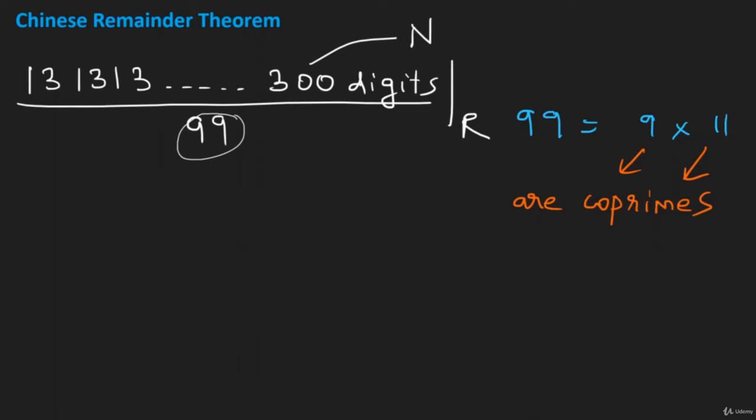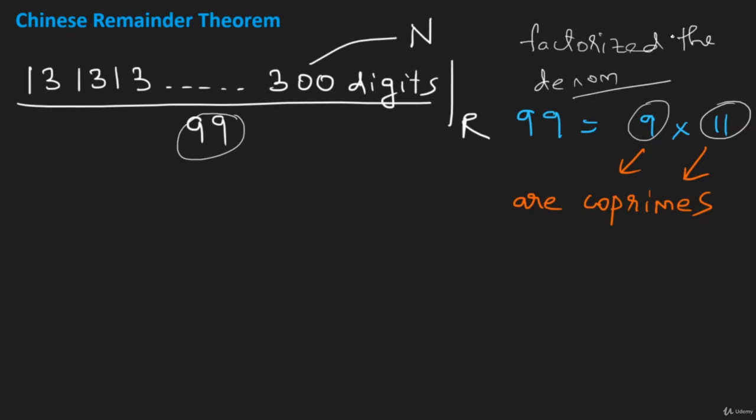Alright, now what we are doing over here is we have factorized the denominator. Let me write that over here. We have factorized the denominator, and the next step is we are going to check if you divide n by 9 and if you divide n by 11, what's the remainder that you get? Alright, now over here let's start with 9.